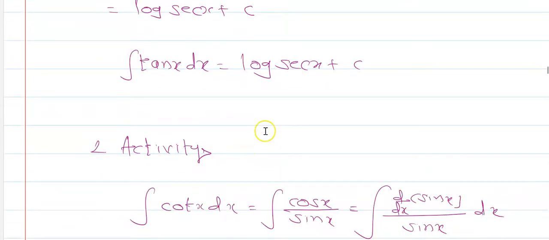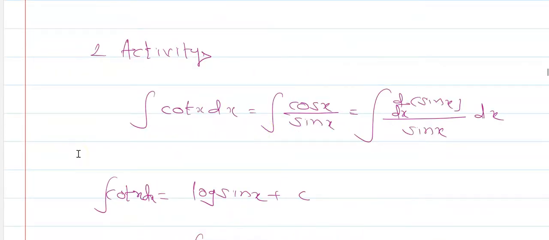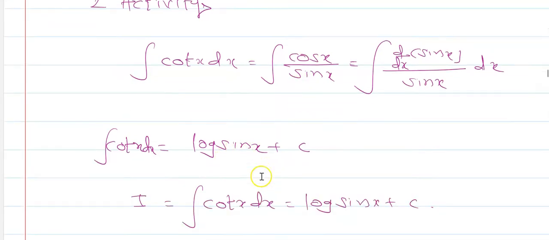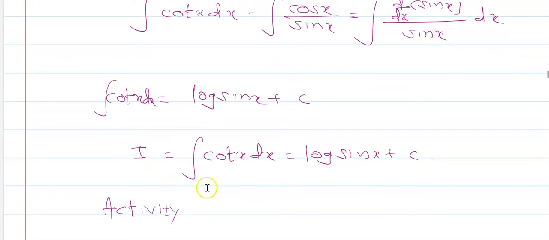Now the next activity is given in the textbook. That is integral of cot of x dx. Now again this is very simple. That is cos x upon sin x. Here the function is present, and its derivative is also present. What is the function? Sin of x is the function. What is its derivative? Cos of x. Therefore, f dash of x upon f of x. What is the integral? Log of f of x. And what is f of x? It is sin x. Therefore, the integral of cot of x dx is equal to log of sin of x plus c. And hence, the answer is written here.